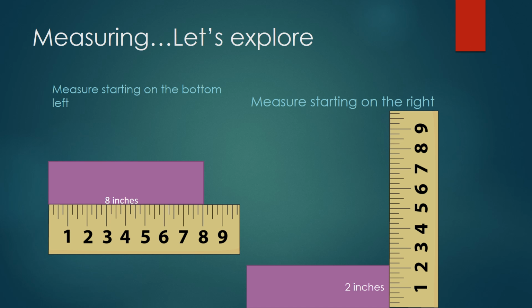We can also measure starting on the right. The ruler is on the right-hand side, measuring the height or the width of this rectangle. It's set at 0, and it measures 2 inches. You can measure from any of these sides on the rectangle as long as you start from the edge at 0.